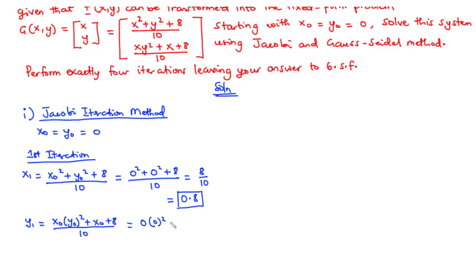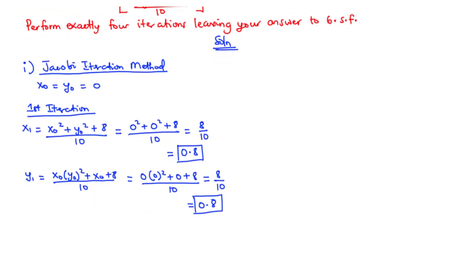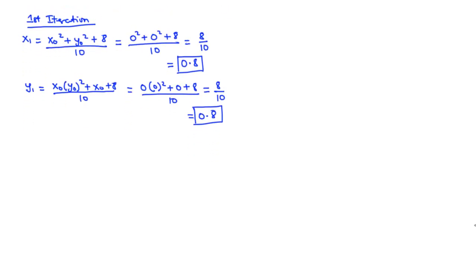so 0 square plus 0 plus 8, all divided by 10. So we have 0 plus 0 plus 8, that is 8 over 10, and then this is also 0.8. So this is the value of y1. So at the end of the first iteration, we have x1, y1 to be equal to 0.8. Now let's move on to the second iteration.